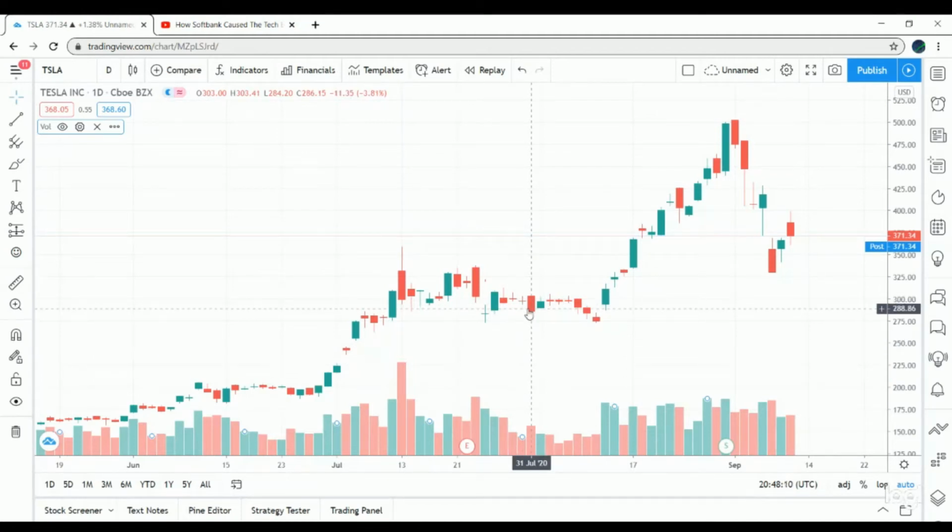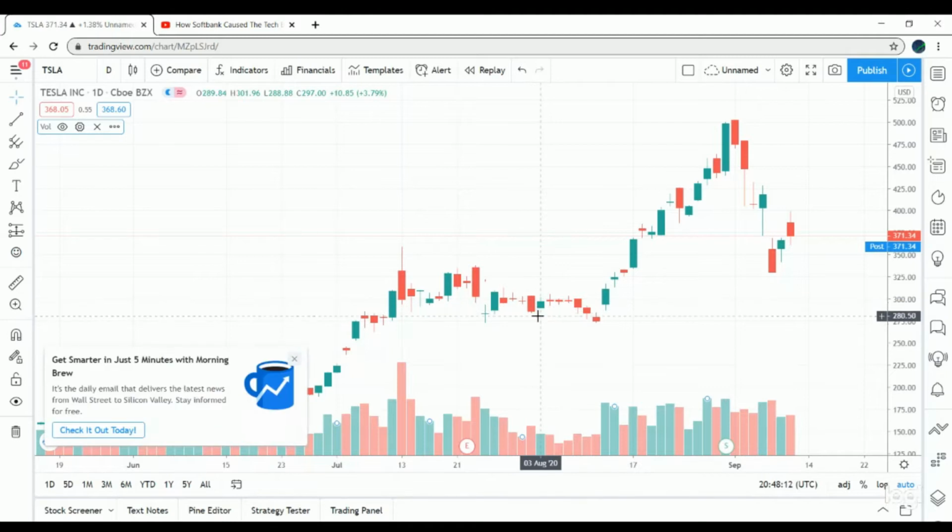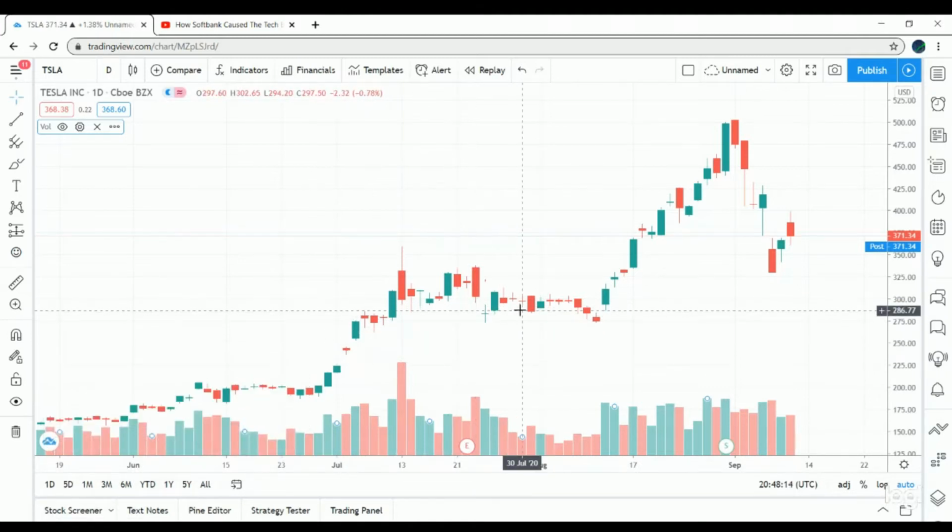So in this video I'm just going to give you guys a quick guide on how to do some simple technical analysis using support and resistance lines, and I'm going to show this with an example of Tesla stock. I'm also going to go over where I think Tesla stock could go, based mostly on technicals, in the next few weeks to a month. So let's get into it.